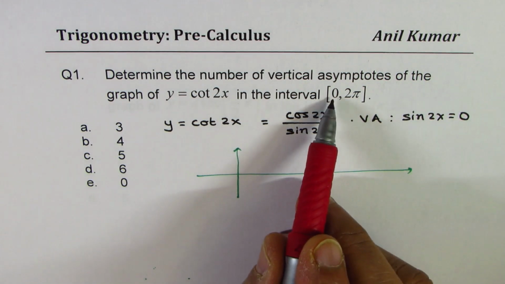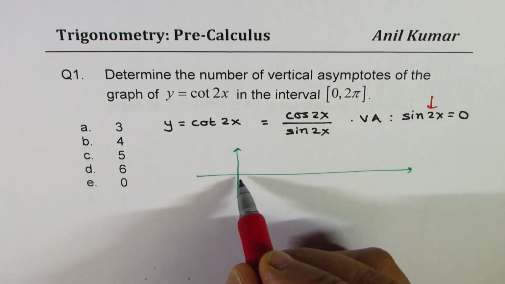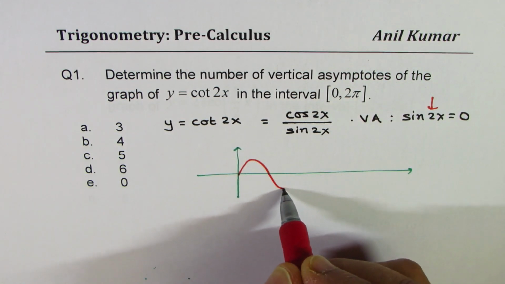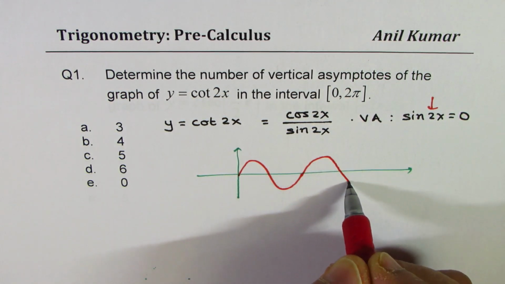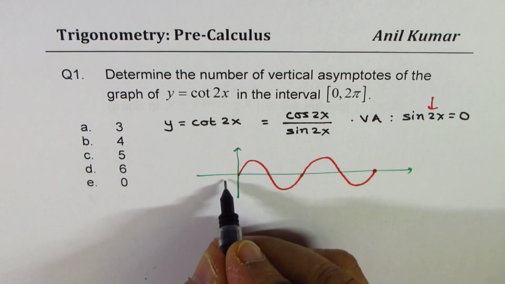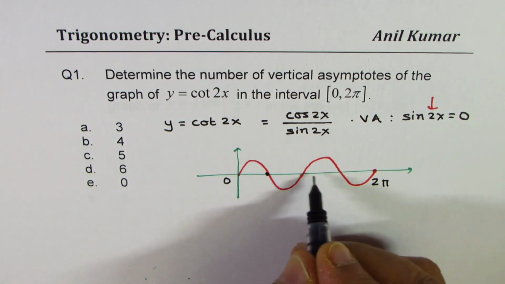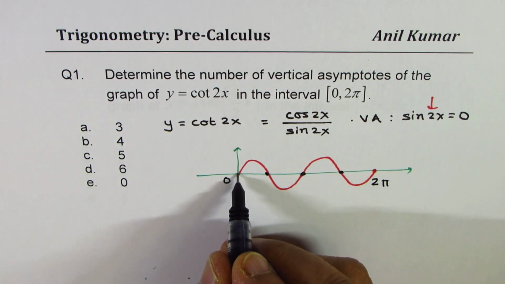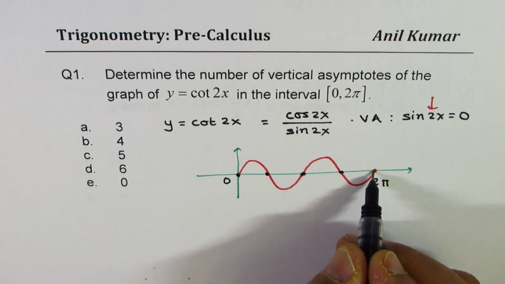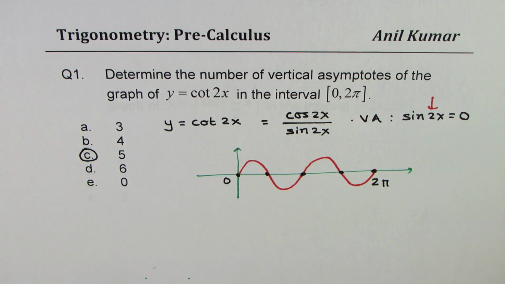So the interval is 0 to 2 pi. Sine 2x means 2 sine waves, right? So let me sketch 2 sine waves, 1 and then 2. So we have 2 sine waves within 0 to 2 pi. And the number of zeros you can clearly see are 1, 2, 3, 4, 5. So the answer is C. Do you get it? That's how you can very easily solve this question.